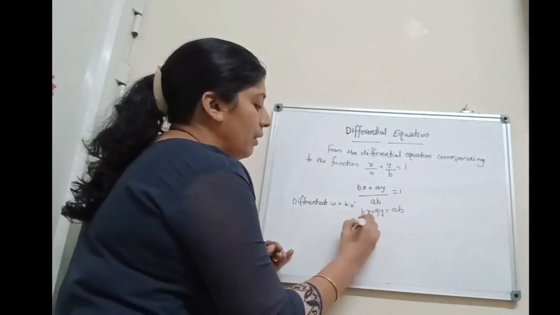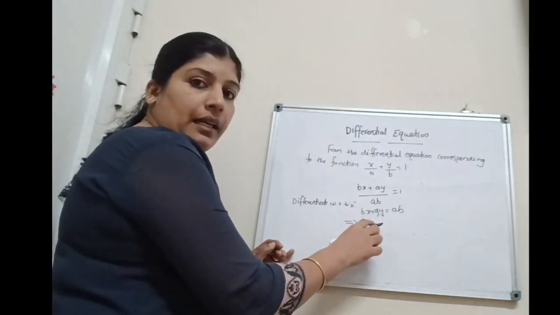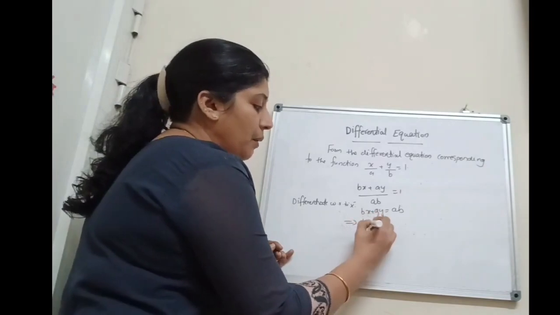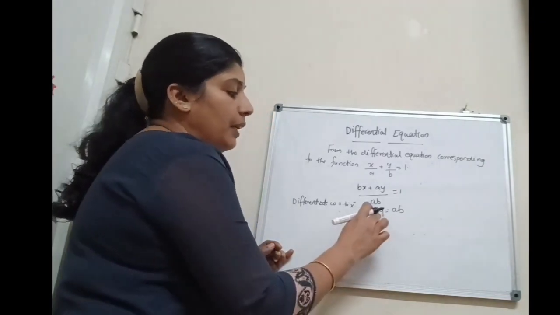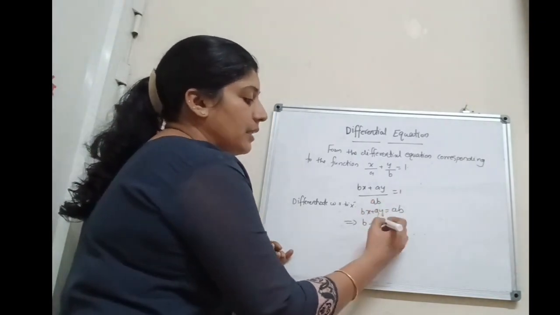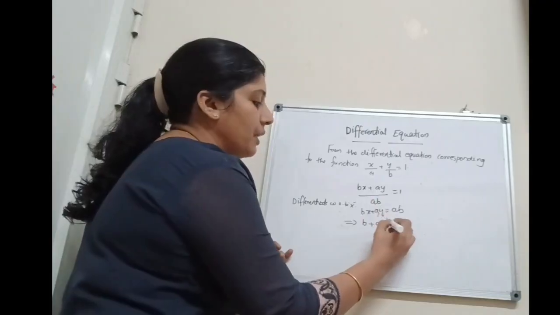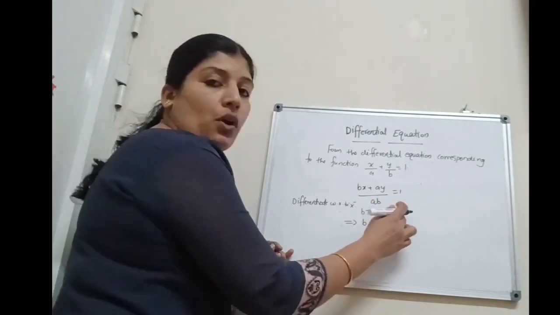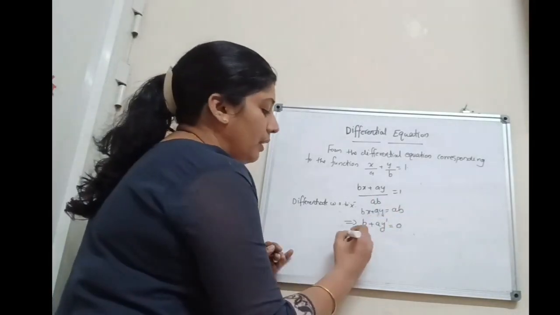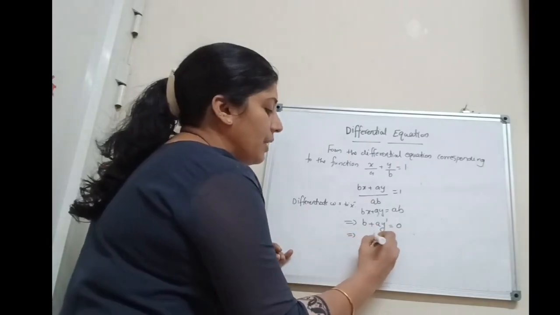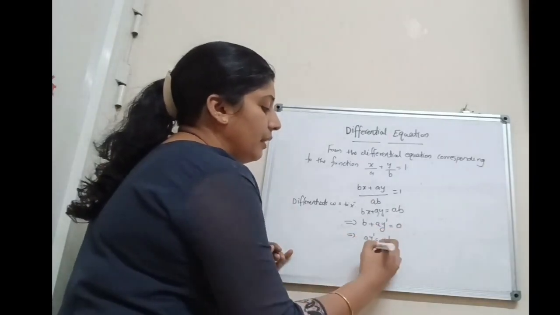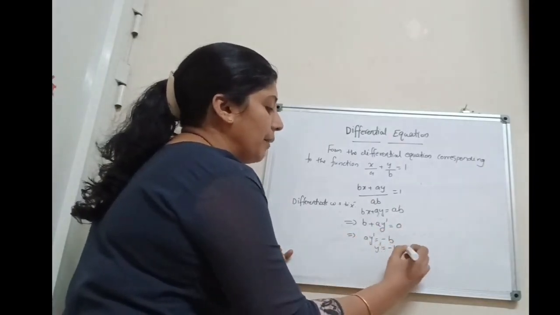That implies what? b into d by dx of x, that is 1. Therefore, b plus a into d by dx of y, that is dy by dx, denoted by y dash, equal to d by dx of a constant value, it is 0. It is equal to a y dash equal to minus b. Take this side. Therefore, y dash equal to minus b by a.